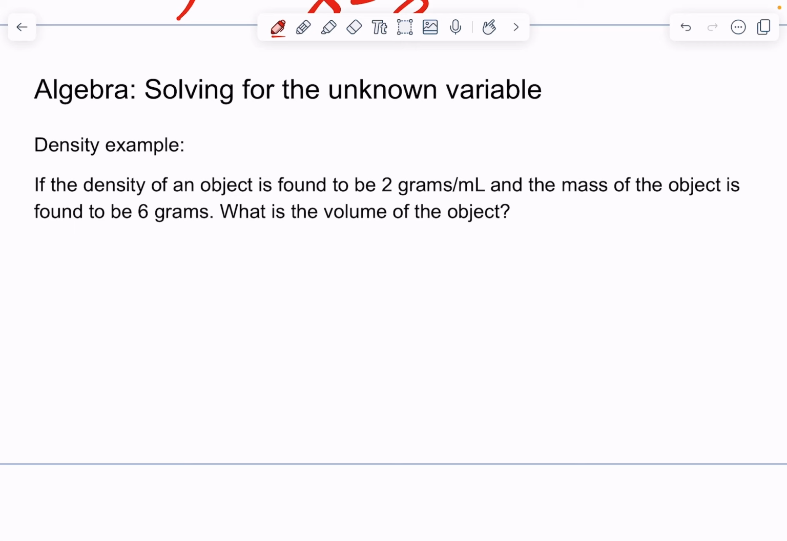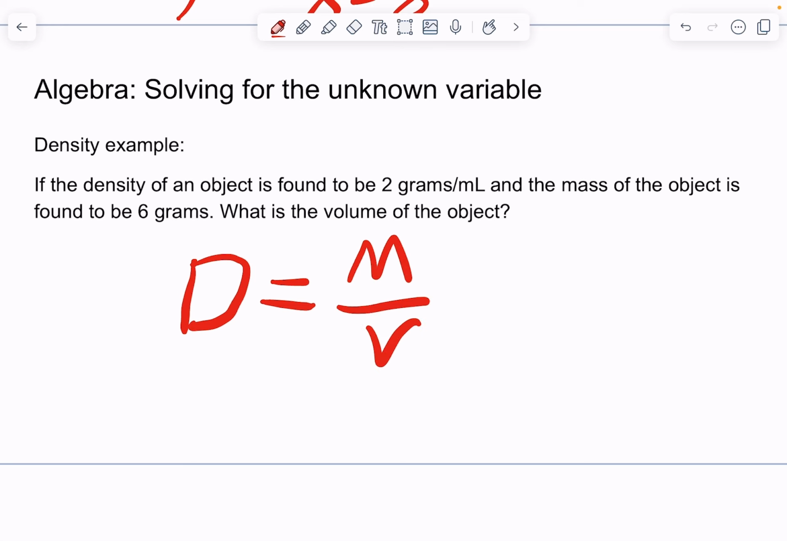So first thing I'm going to have to do is set up my equation. Now for our tests and our AP test, we're going to have a lot of different equations, so there will be an equation sheet given to you, and you will have to use those to solve for those questions. Okay, this one would be a very simple equation. It's D, density, is equal to M divided by V. M being mass, V being volume.